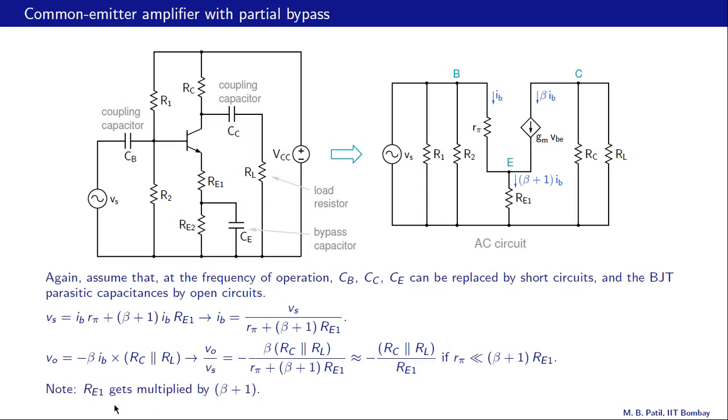Let's note that RE1 has not appeared as RE1, but it has appeared as RE1 times beta plus 1 in these expressions. So even if RE1 is small, say 100 ohms or 0.1 K, when it gets multiplied by this factor, such as 101 for example, we will get 101 times 0.1 or something like 10K. So even if RE1 is small, it gets magnified here because of the beta plus 1 factor.